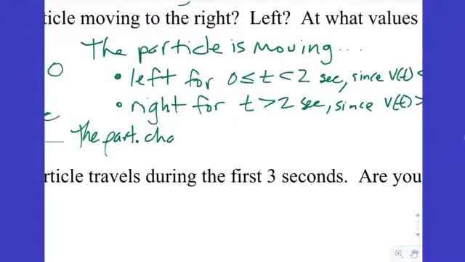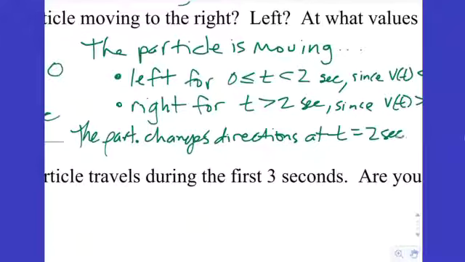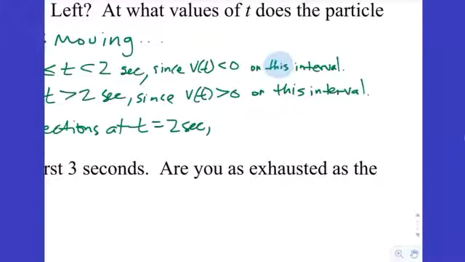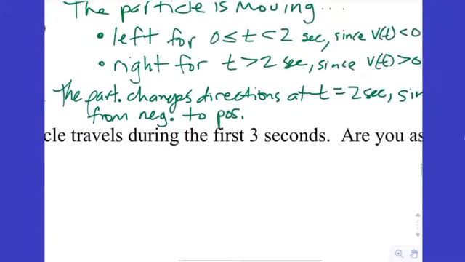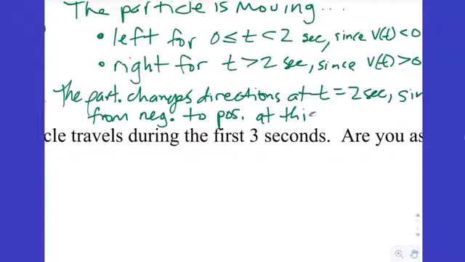The particle changes directions at t equals 2 seconds, comma, since, and here's the easiest way to say it, since v of t changes from negative to positive at t equals 2 or at this point. That's another judicious use of a pronoun.